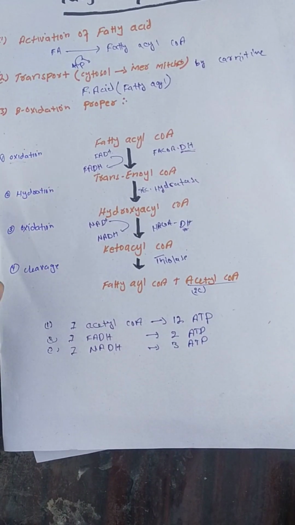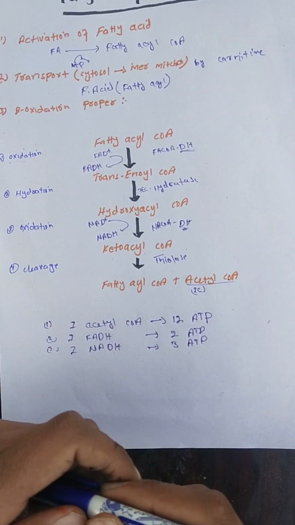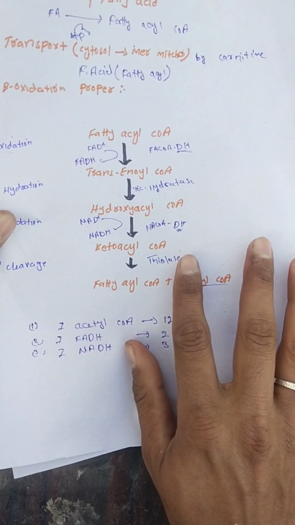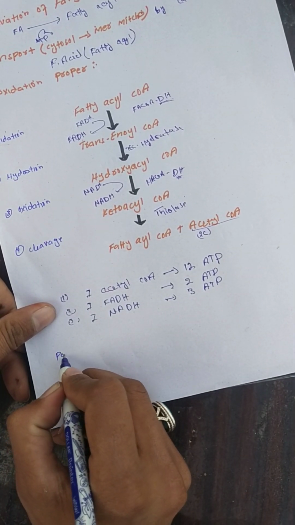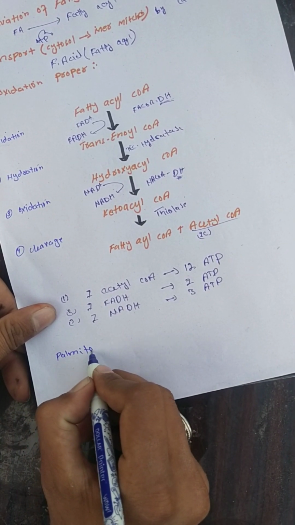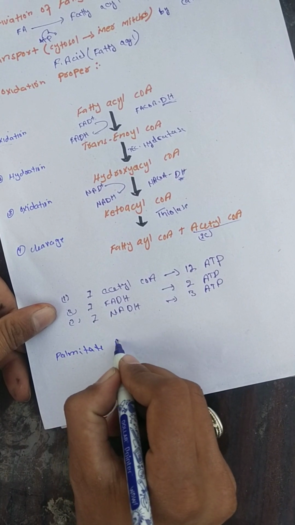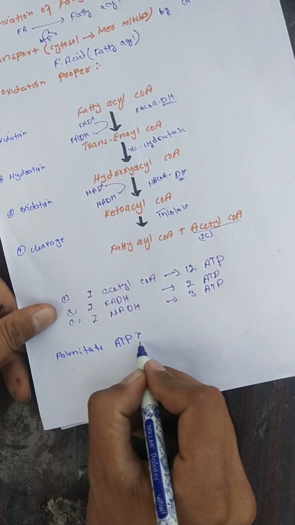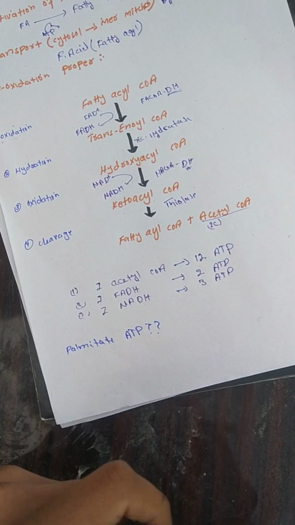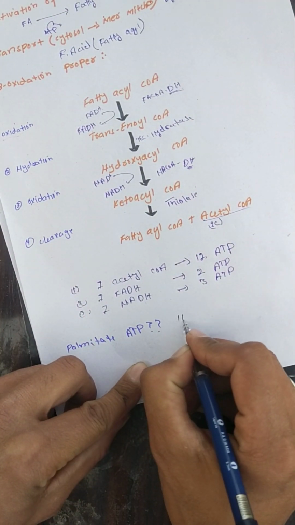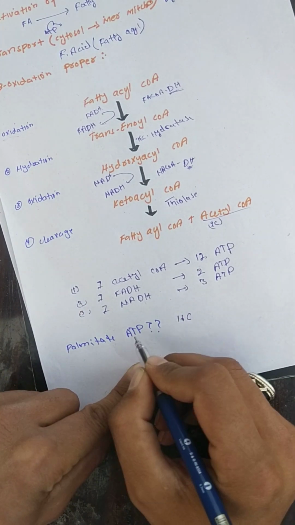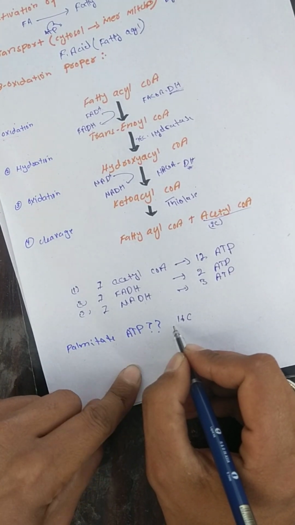Many times the question is asked about how many ATPs are formed from palmitate, which is a 16 carbon compound. If we talk about palmitate, how many ATPs are formed? You should know that palmitate is a 16 carbon compound.